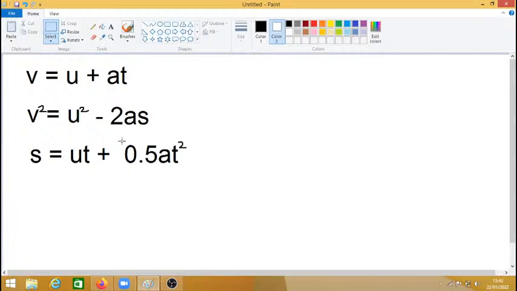And while you're memorizing it, I'm just going to take that 0.5 and replace it with the fraction a half. Okay, let me give you a minute to memorize those formulas.